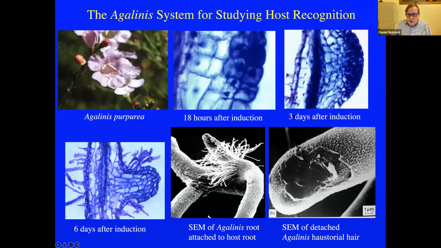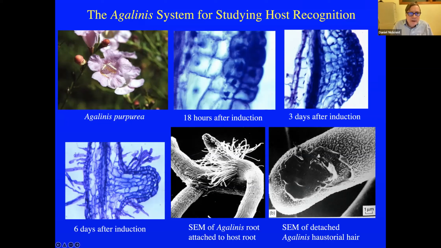18 hours after induction, meaning after you've given it the host exudate, 3 days, 6 days, until finally here it is attaching to the host root with those hairs. This hair has been pulled off, and look at it, brought some of the cell wall of the host with it. That's how good the glue is.